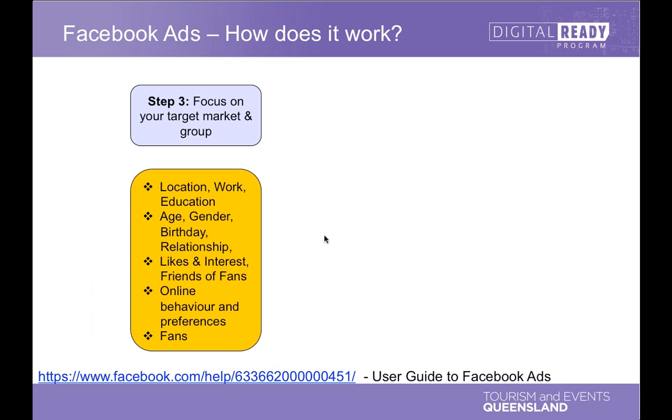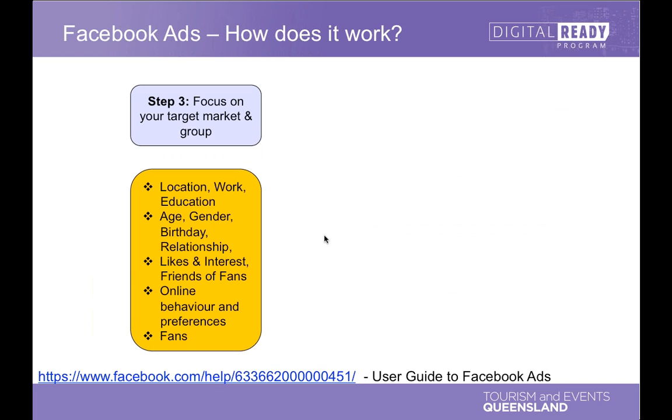And some of the things that you can narrow down your target market to when you are setting up your ad, and I'll demonstrate this live in a sec, so don't worry if it's all a bit confusing. You can target by location. So for example, you could have people in all of Australia, or you could narrow it down to Queensland, or you could narrow it down to a city or a location. You can target people by where they work, if they're working.